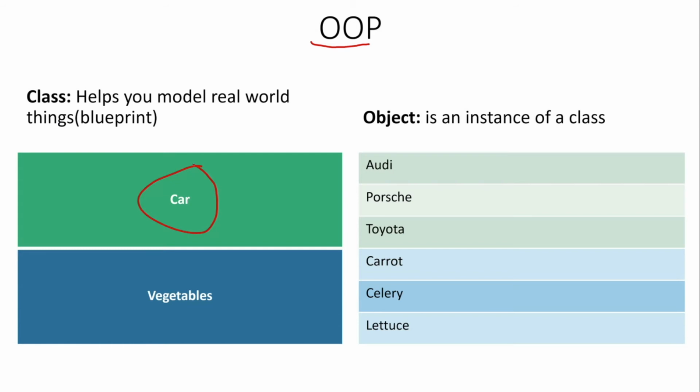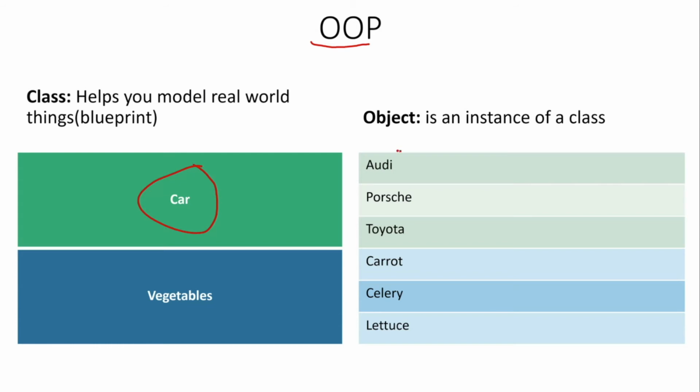Now we have objects. An object is an instance of the class, or the actual thing. For example, the class in the car example would be the blueprint for the car, right? The thing that you're basing it off of. And the object is the actual thing.